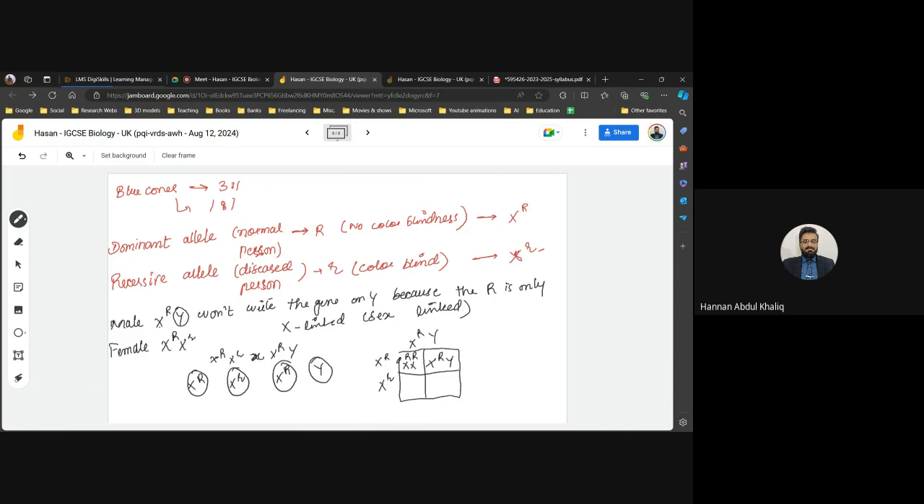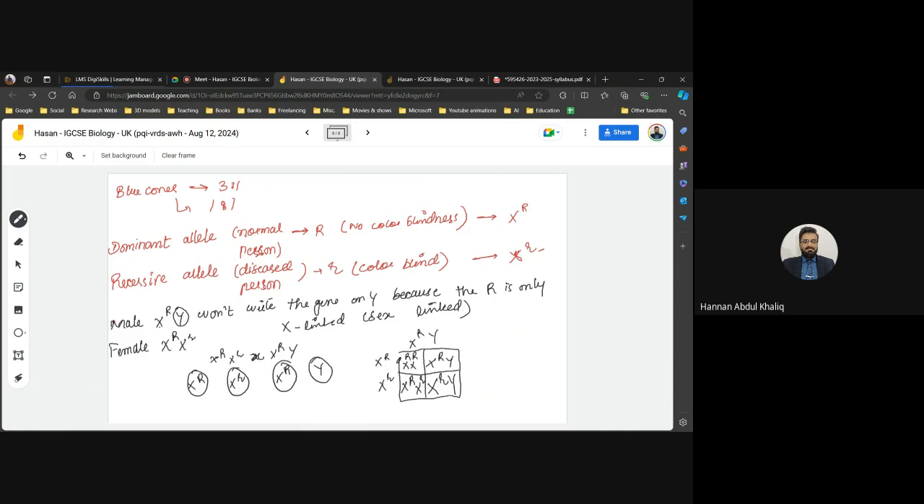Let me tell you. Now, let's talk about Xr fertilizing the egg with the sperm carrying XR. So is there a chance of color blindness? Still no. Why? Because there is a dominant one present. But now there is a chance with XrY.